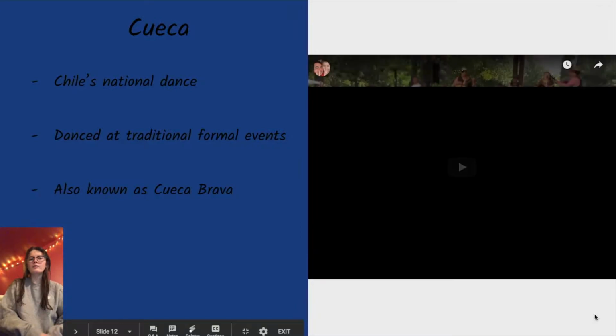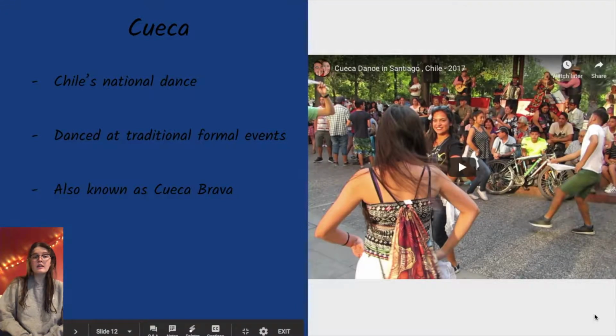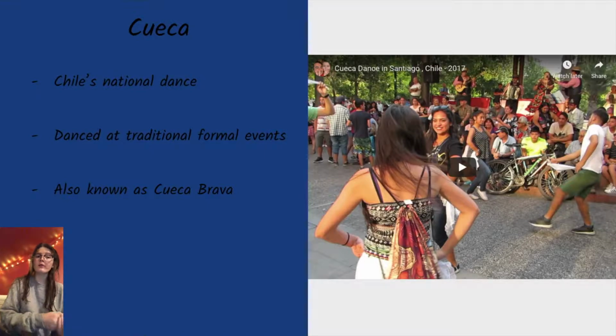And for my last slide on music, I have the cueca, which is also known as cueca brava. This is known as Chile's national dance. This dance is traditionally performed at most formal events and is known as a story of a man pursuing a woman who plays shy, hiding behind her handkerchief. And I have a little clip of this as well.